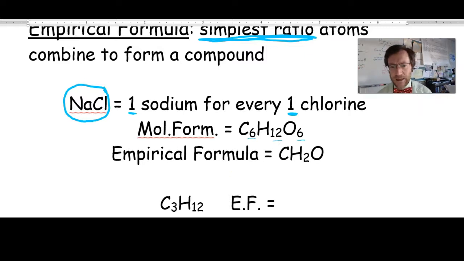Divide it by the greatest common factor. I don't know what it's called. You simplify. So it breaks down to 1 carbon, 2 hydrogens, and 1 oxygen, and that is your empirical formula. Yeah?